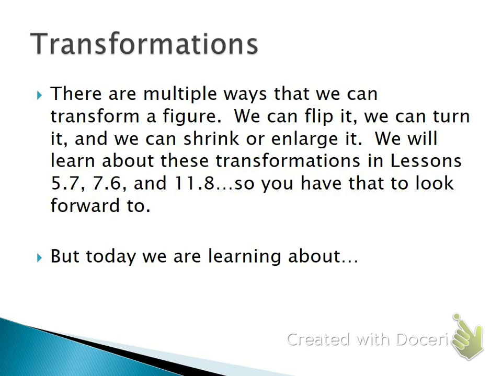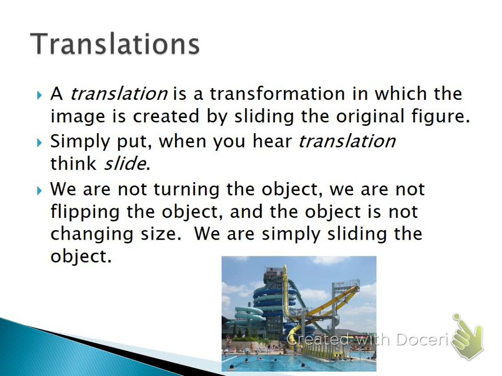Okay, did we get all the different ways we can transform a figure? Flip, turn, shrink, enlarge. Those are different ones that we'll look at later this week. Today we're talking about translations. A translation is a transformation in which the image is created by sliding the original figure. When you hear translation, think slide. We're not turning it, flipping it. It's not changing size. We are just sliding the object somehow. Up, down, left, right.